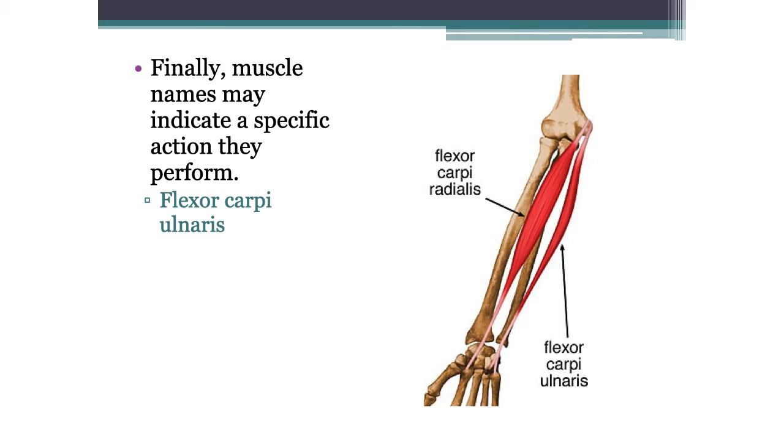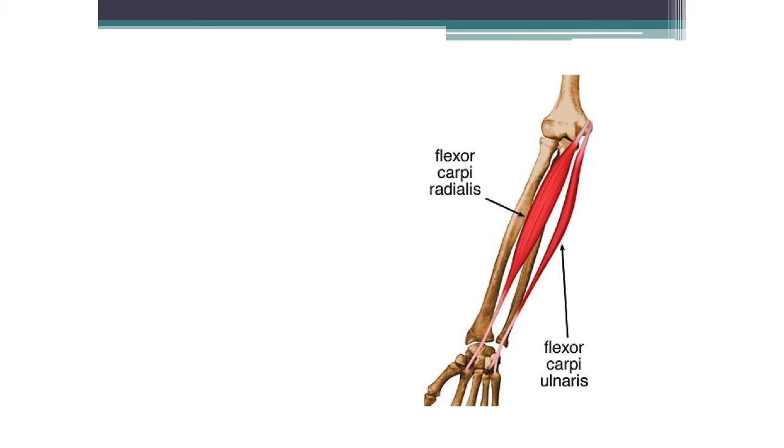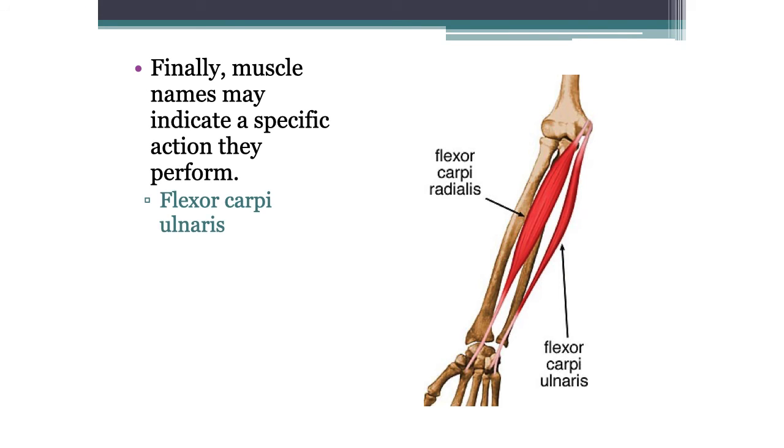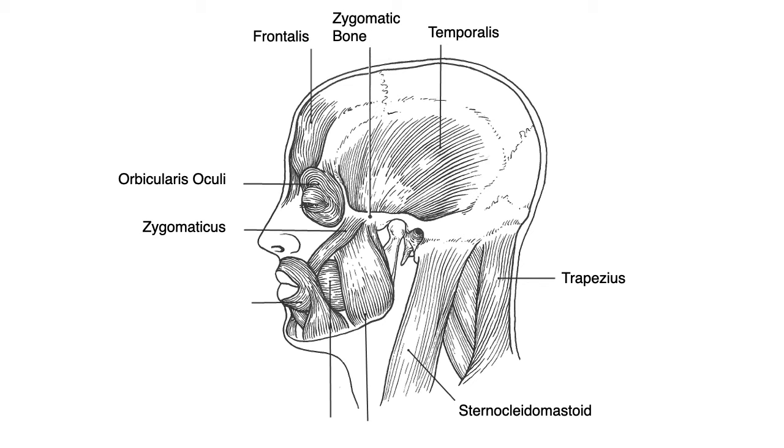Finally, muscle names can indicate a specific action. Flexor carpi ulnaris. Flexor means flex, carpi refers to the carpals, and ulnaris, the ulna. So we see right here the muscles of the skull, trap muscles in the neck, the oculi, the eye muscles. Look at the frontalis, zygomatic bones, temporalis. Notice they're named a lot about where they are, based on their location.